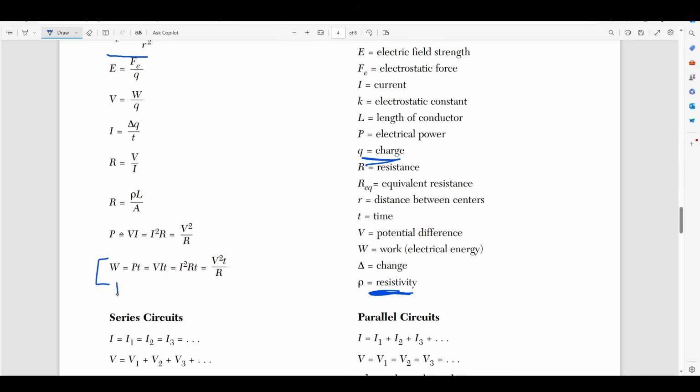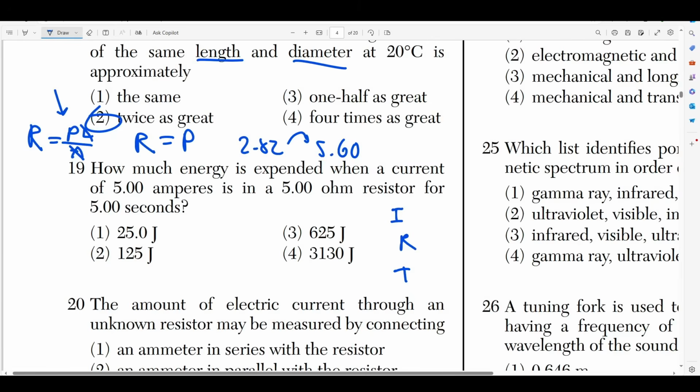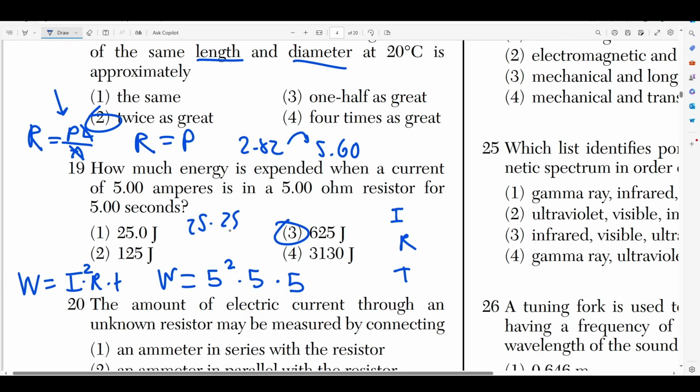So here, this is the only thing that has I, R, and T. It's work, right? So work, which is going to be energy, which is going to be in joules, is equal to I, which is our current measured in amperes, R, which is our resistance, and T. So work is equal to I squared times R times T. So here, plug in those values. A current of 5 amperes, so 5 squared, times a resistance of 5, times a time of 5, it's going to be 625 joules. 25 times 25 is 625.